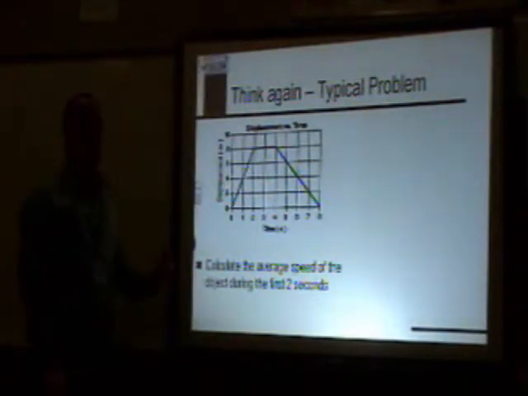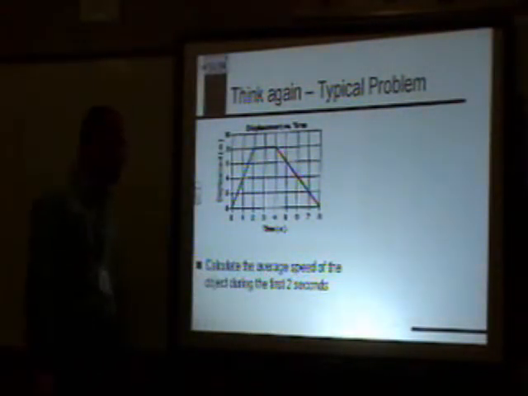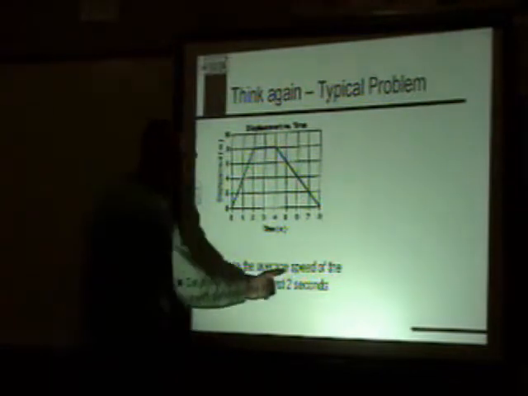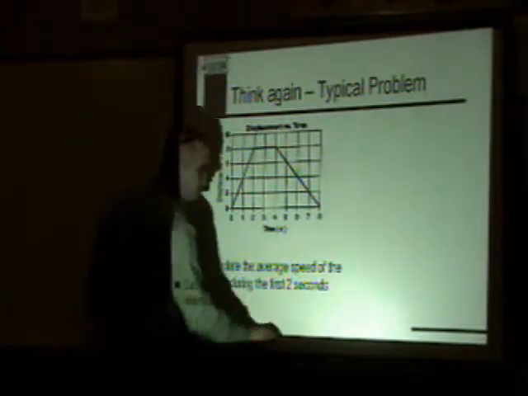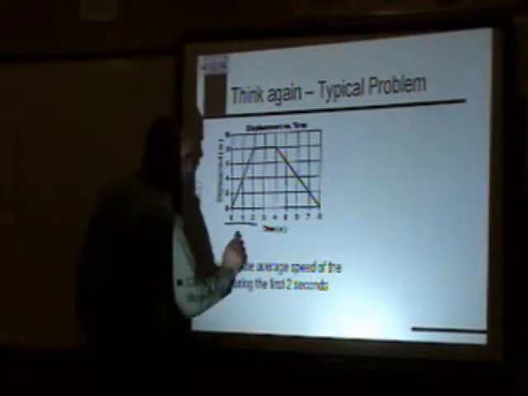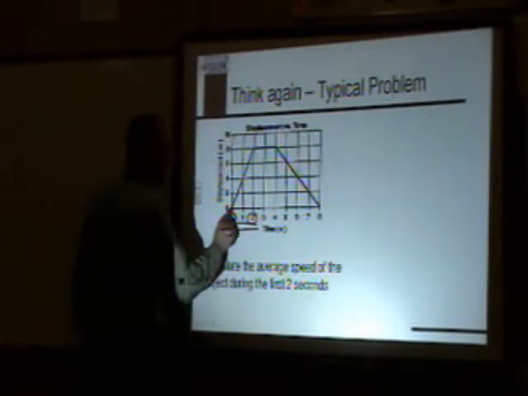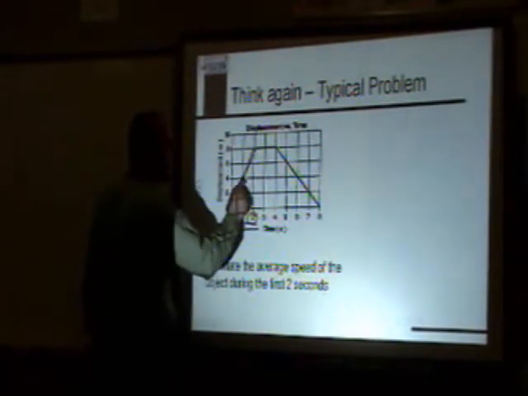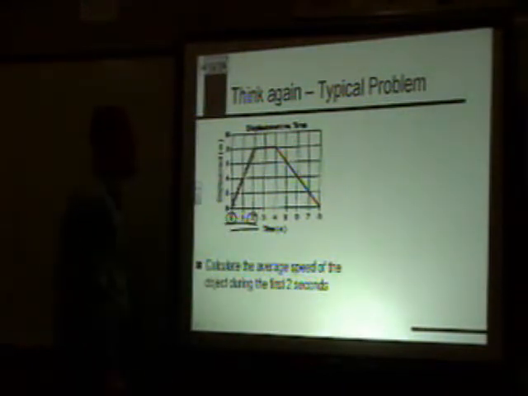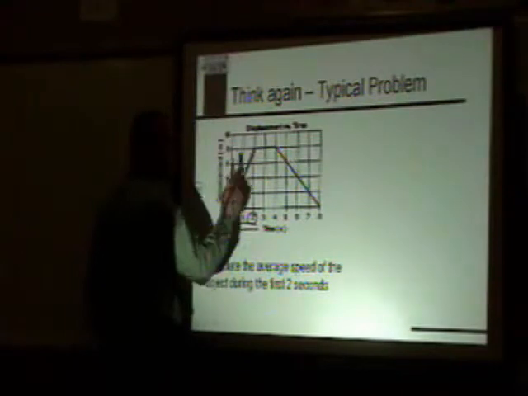Alright. Let's think about it again in a different way. Now they're asking me to make calculations. Okay, if I want to calculate the average speed of an object during the first 2 seconds based on a graph, I could do it one of two ways. Since we're going from 0 to 2, I know that I'm only working with this piece of the graph right here.